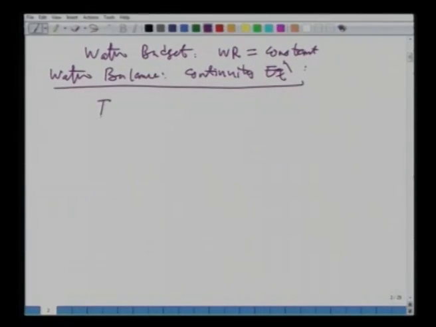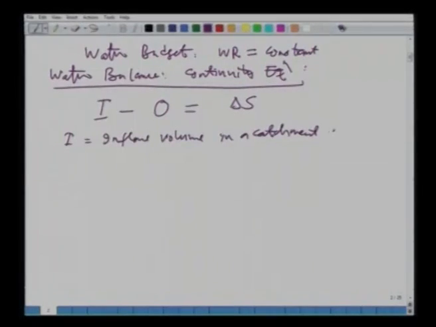The continuity equation, which can be applied to any phase of the hydrologic cycle, basically states that input minus output is the change in storage. Now, this equation, as we see, should be dimensionally homogeneous. So, we define I as the inflow volume in a catchment during time delta t. So, we are writing this equation at some particular time duration delta t, which could be a day, a week, a month, or even a year.